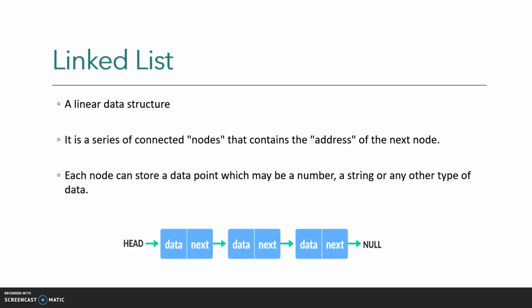You can just think about the game of treasure hunt, where you start by looking for the first clue. When you find it, instead of having the treasure, it has the location of the next clue and so on. So you keep following the clues until you get the treasure. Similarly, a linked list is also a collection or series of connected nodes that contains the address of the next node. Each node can store a data point which may be a number, a string, or any other data type.